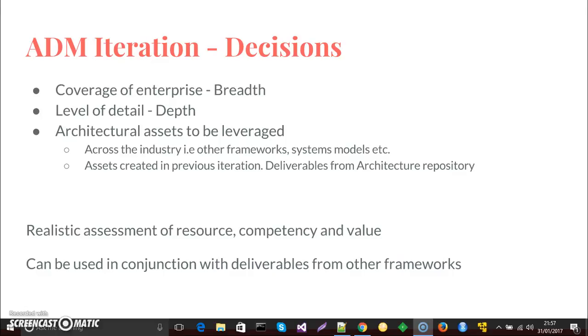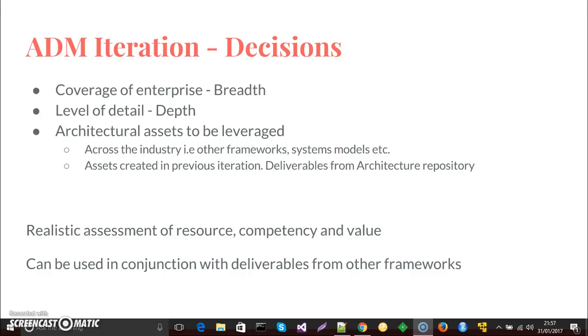And once we make that decision, that will enable us to make another decision, which is how deep we want to go, how much detail we want to cover in that specific area which we've already selected. So these are the two important decisions. The third decision is about the assets which can be leveraged during the iteration.